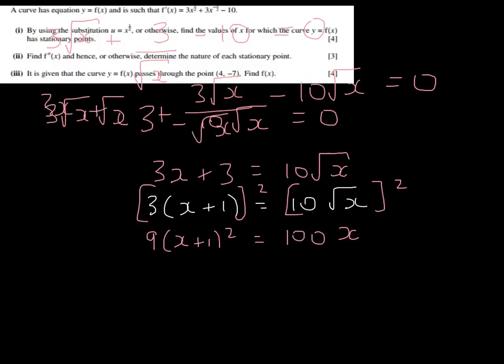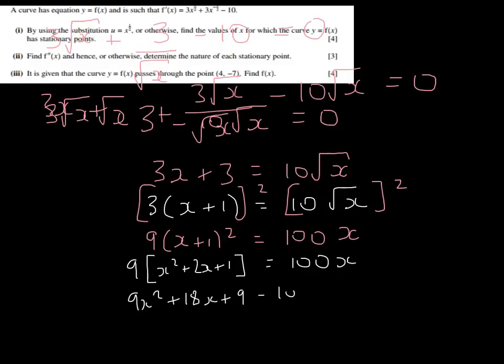So if I expand this whole bracket out, I'm going to leave the 9 out the front for now. If I expand that out, I get x squared plus 2x plus 1, and over here I get still 100x. Okay, so that's 9x squared plus 18x plus 9. We're going to take away that 100x there, and so I end up with 9x squared minus 82x plus 9 equals 0.